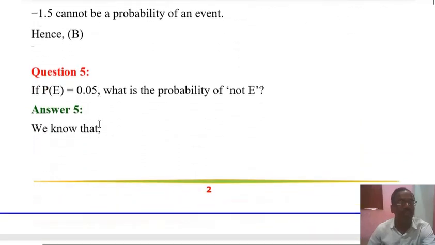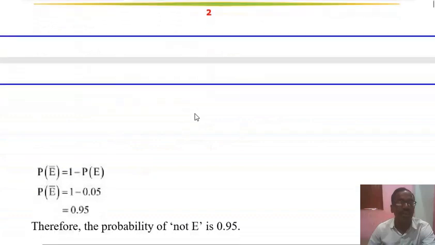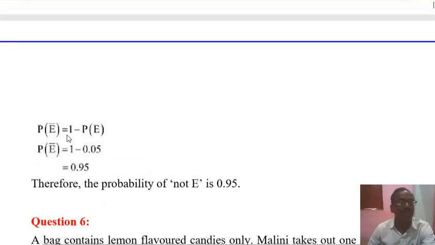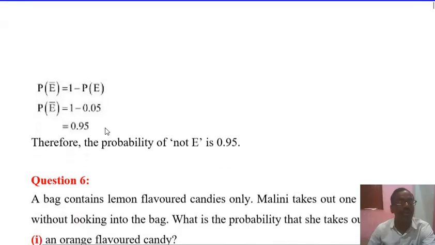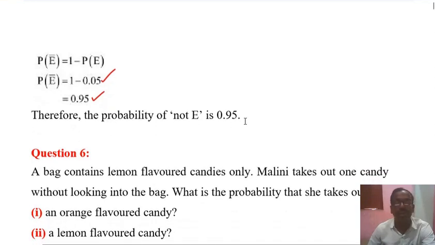Let's see the question number 5. Probability of an event E equal to 0.05. What is the probability of not E? We know that probability of E plus probability of not E equal to 1. So I have written here probability of not E equal to 1 minus probability of E. Now putting the value of probability of E here, 1 minus 0.05 equal to 0.95. Therefore, the probability of not E is 0.95. Hope that there is no problem to understand the solution of question number 5.